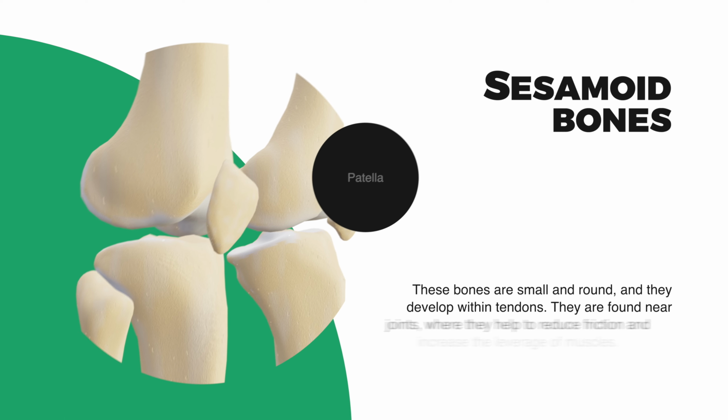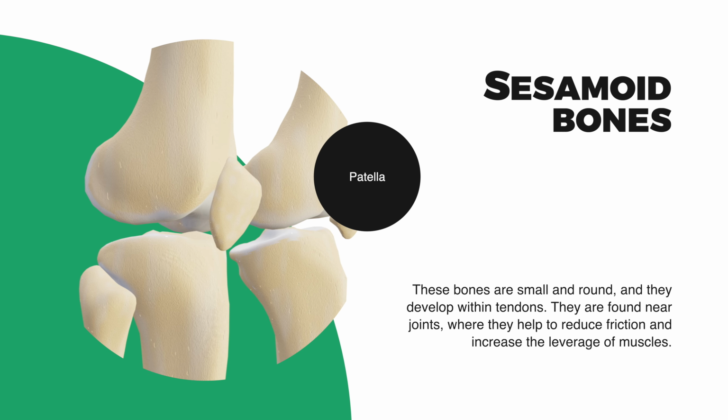Sesamoid bones. These bones are small and round, and they develop within tendons. They are found near joints, where they help to reduce friction and increase the leverage of muscles. Examples include the patella, kneecap, and the small bones in the hands and feet.